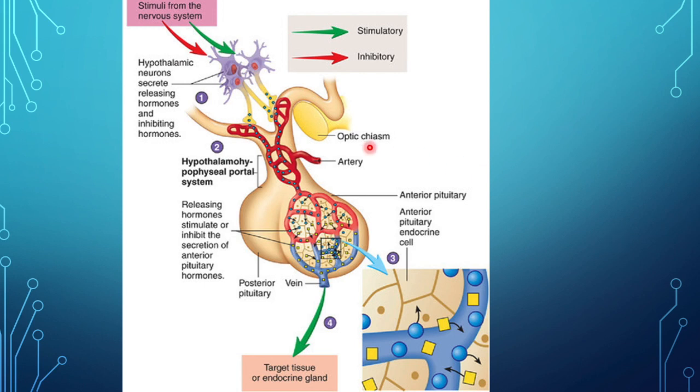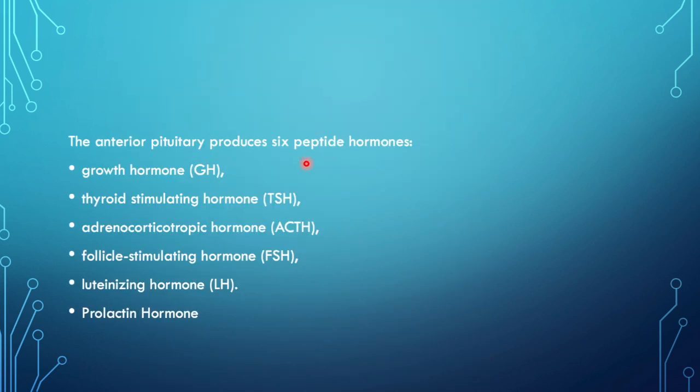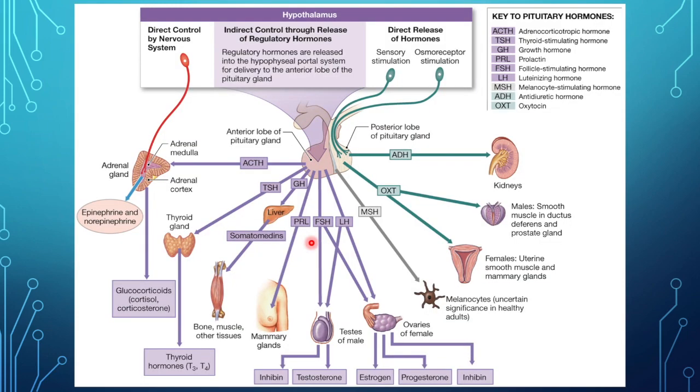So this is the hypothalamic portal system, or hypothalamo-hypophyseal portal system. The hormones secreted by the anterior pituitary are growth hormone, thyroid stimulating hormone, adrenocorticotropic hormone, follicle stimulating hormone, luteinizing hormone, and prolactin. This is a picture famously described in almost all the physiology books. These are the hormones secreted by the anterior lobe of the pituitary gland. They act on the target organs once they reach them through the blood.